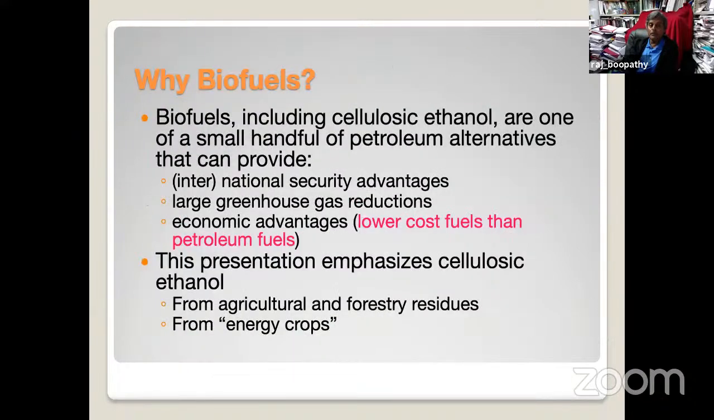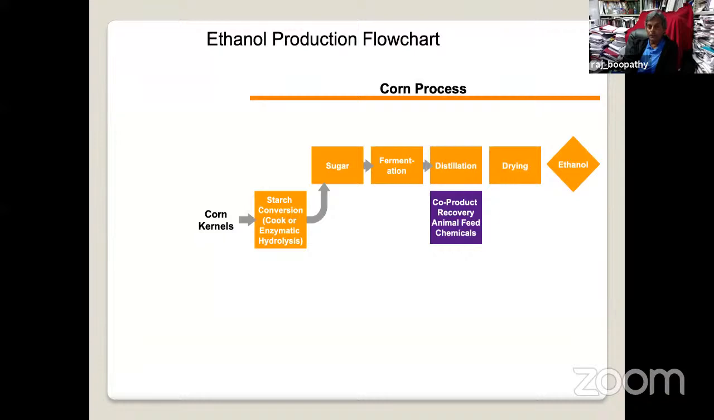Biofuels, including cellulosic ethanol, are an alternative that can provide all this, as I said: greenhouse gas reduction, economic advantage, national security. And for the rest of the talk, I'm going to focus on how to make ethanol from agricultural residue. Okay, so let's go through the process.